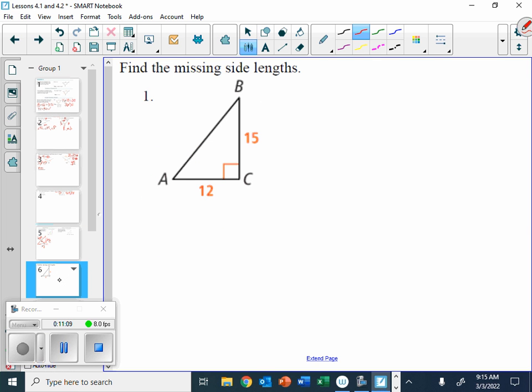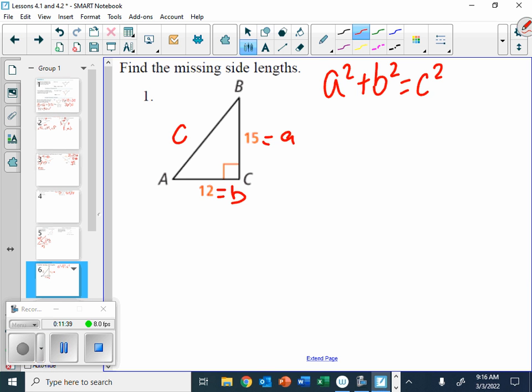So let's do a few problems to start us off. Alright, I'm asked to find the missing side. Am I missing a leg or the hypotenuse? Hypotenuse, good. What is the letter for hypotenuse? C. Good. I can say 15 is A and 12 is B. Use Pythagorean theorem: A squared plus B squared equals C squared.